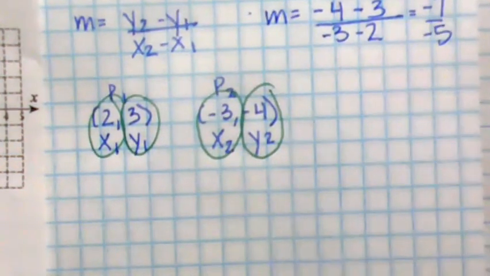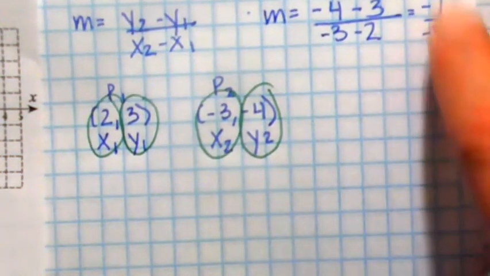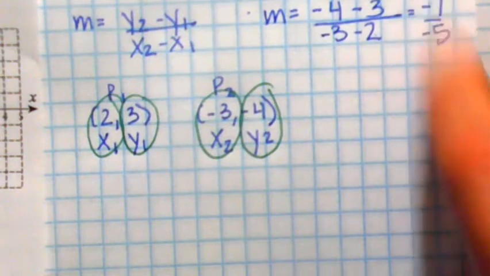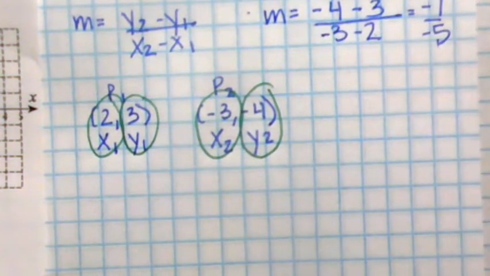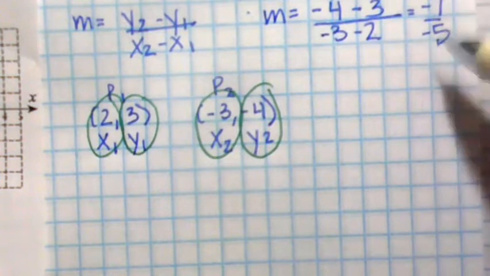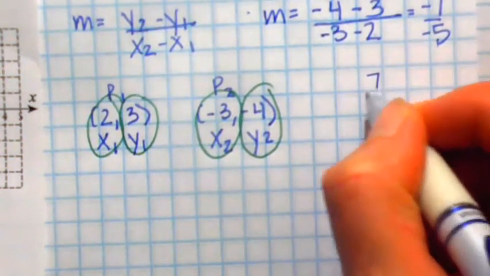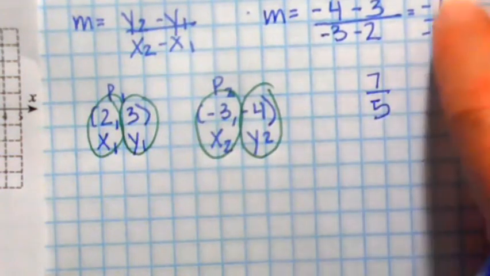Now notice, you have a negative being divided by a negative. A negative divided by a negative is always positive. Those two negatives kind of cancel each other out. If I only had one negative there, then I'd have a negative slope, but I have 2. That's a negative being divided by a negative. My final answer is +7/5.